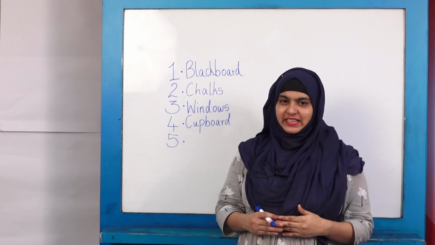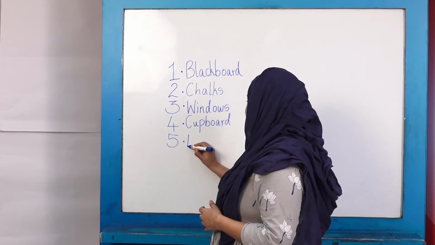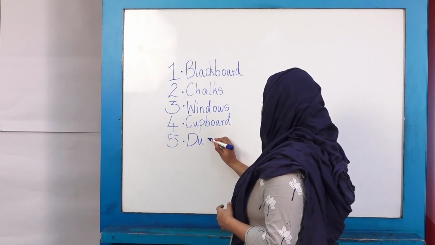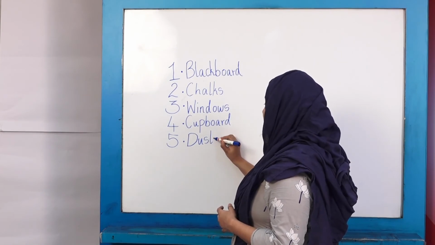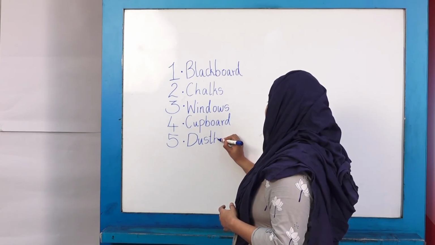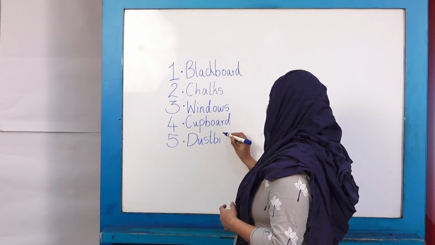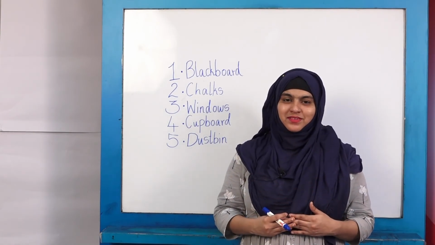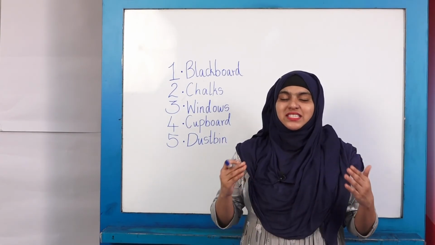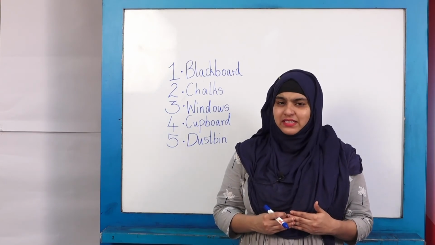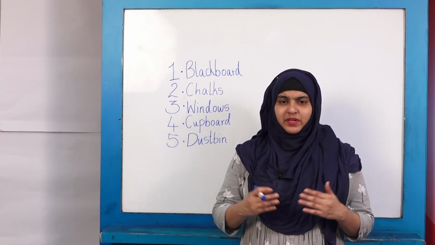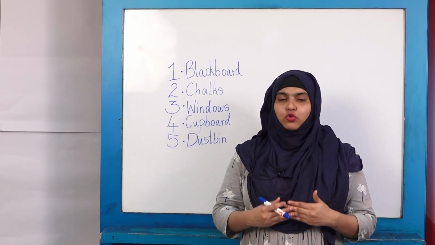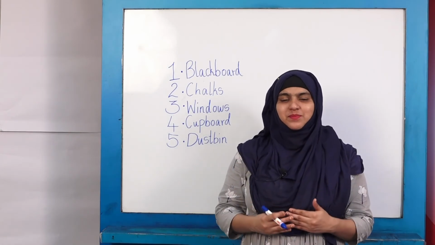The fifth word is D-U-S-T-B-I-N. Dustbin, dustbin, dustbin. There is a green colored dustbin in the corner of the classroom. I throw my garbage in the dustbin.